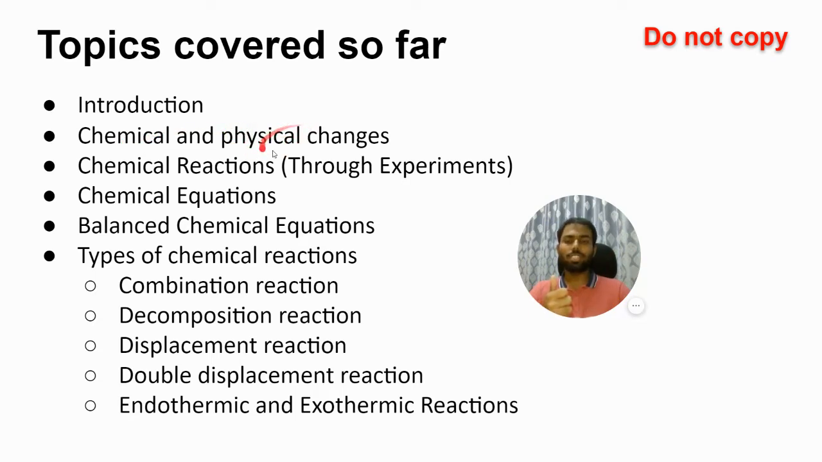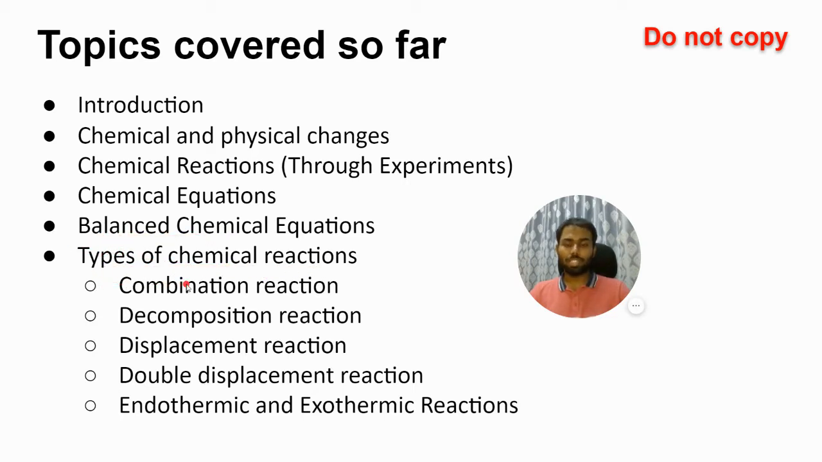And what are physical changes? Changes in which the state of the matter changes. Example, solid state to liquid state to gaseous state, and so on and so forth. Then we had seen chemical reactions through various experiments, and we had seen chemical equations, which are the representation of chemical reactions. Then we had learned how to balance chemical equations, and we had seen different types of chemical reactions.